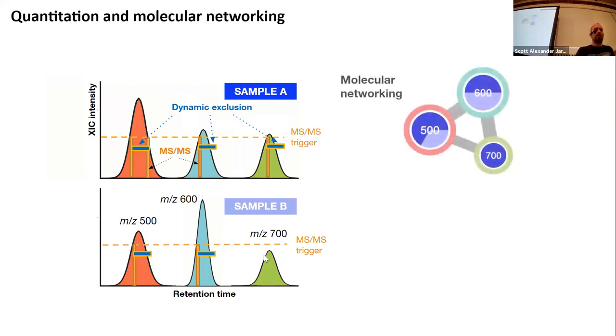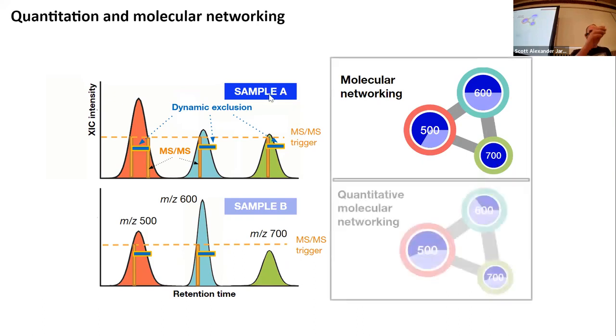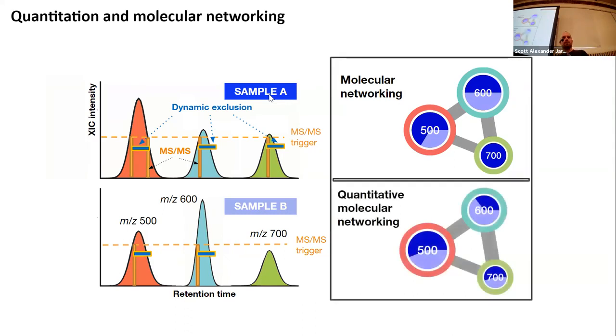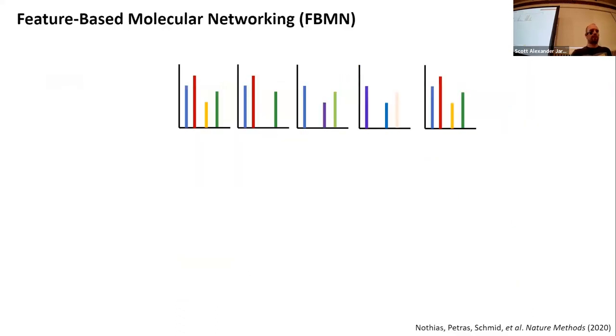So now if I generate a classic molecular network, only comparing on MS2 level, then I would say, oh, actually the third compound is not present in sample B. Hence, the pie chart in the network only indicates abundance from sample A, blue. And as I showed you, if we have a feature-based molecular network, where we combine this MS1 level feature finding and then connect it to MS2, then we get better quantitative information.